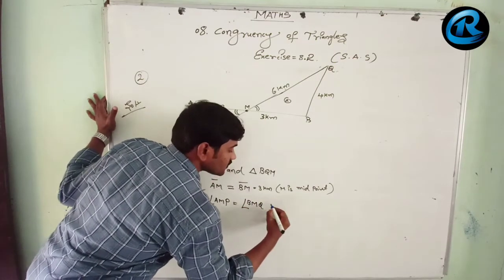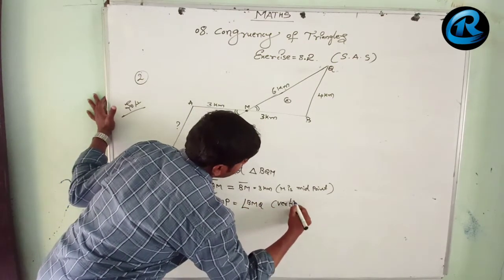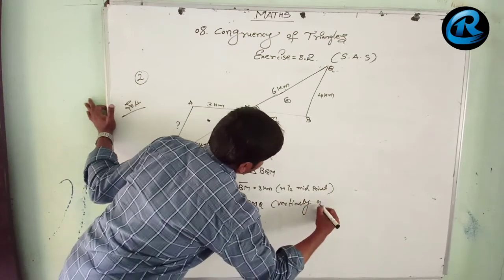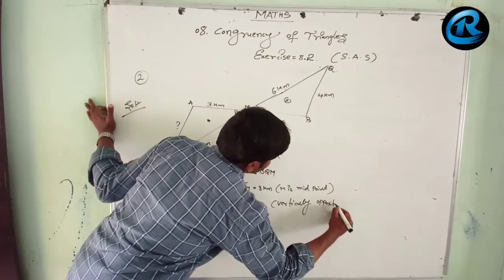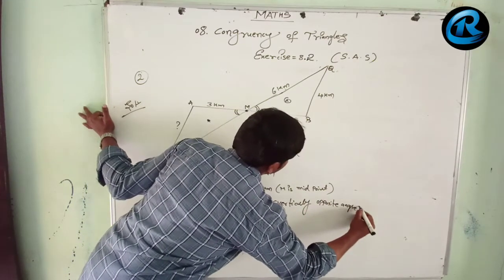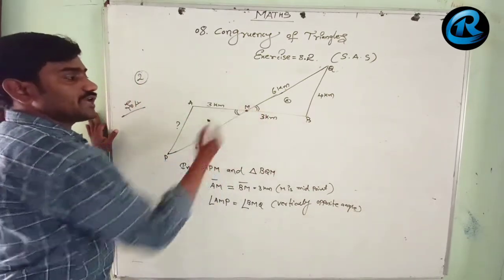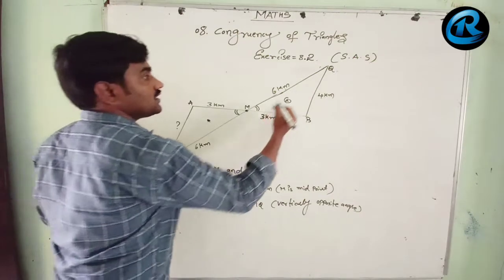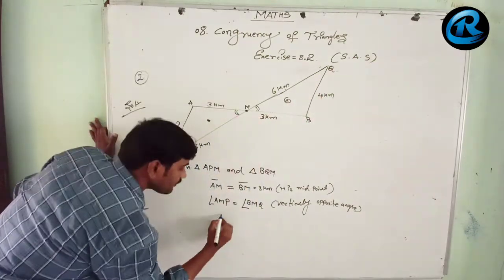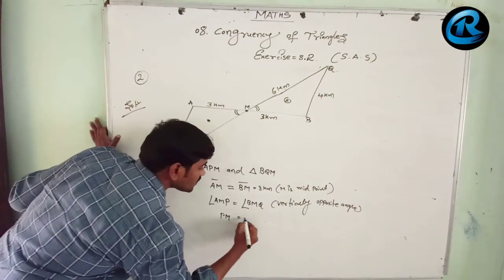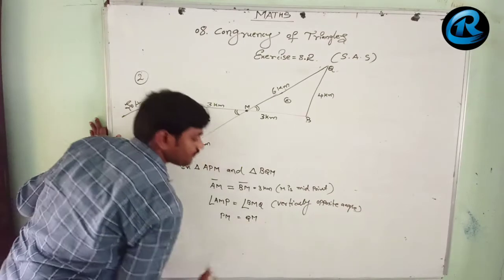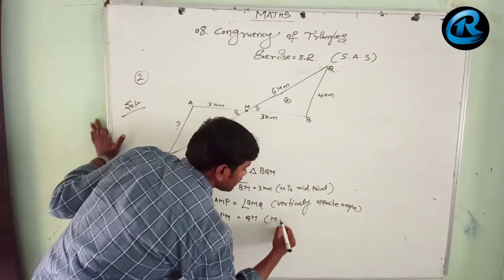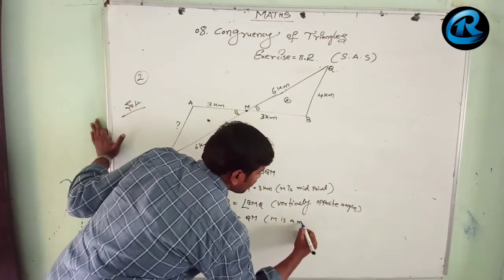BMQ. So this angle is vertically opposite angle. Then here PM is equal to QM. PM is equal to QM. This also, M is a midpoint here.